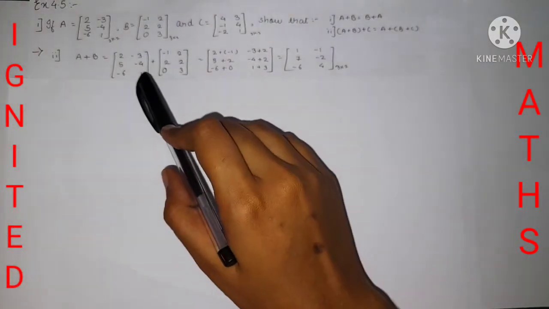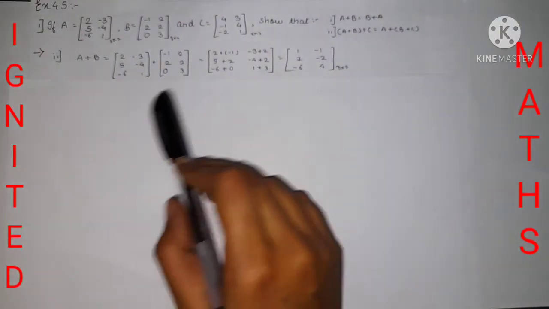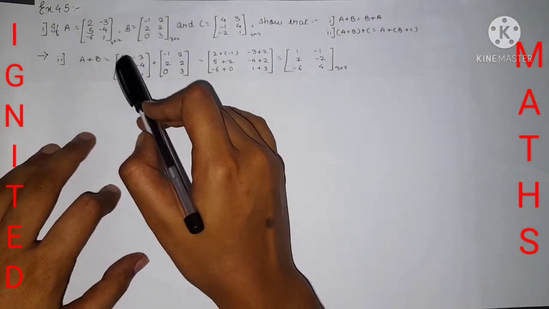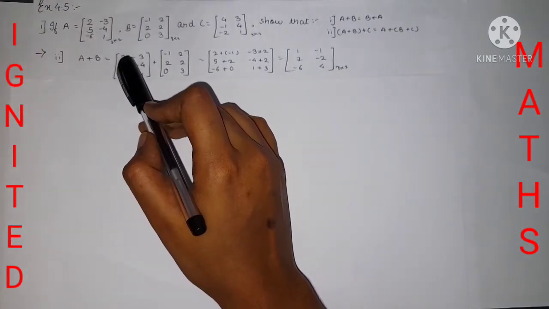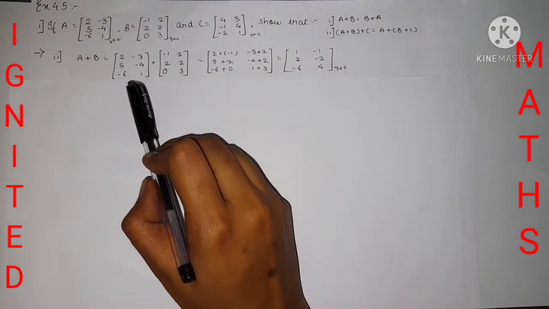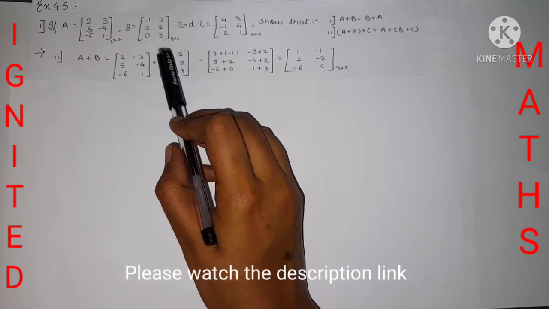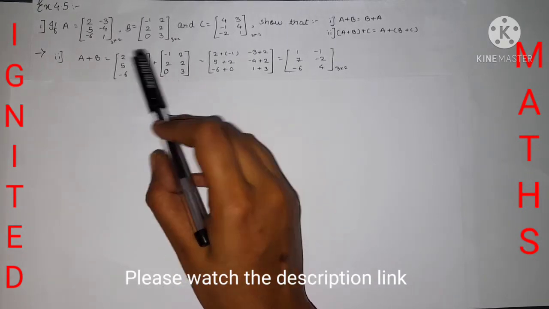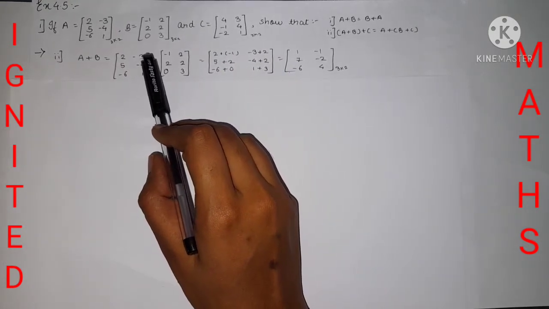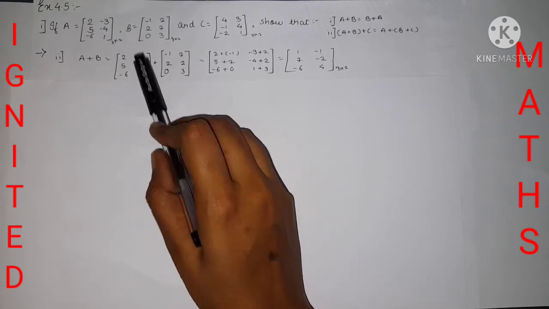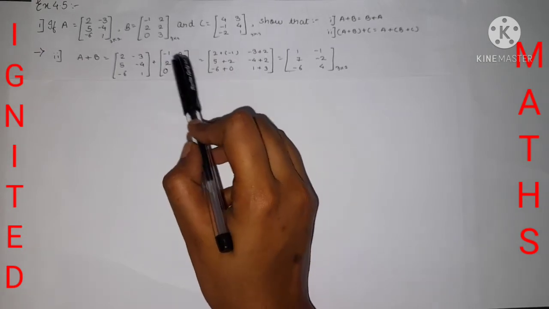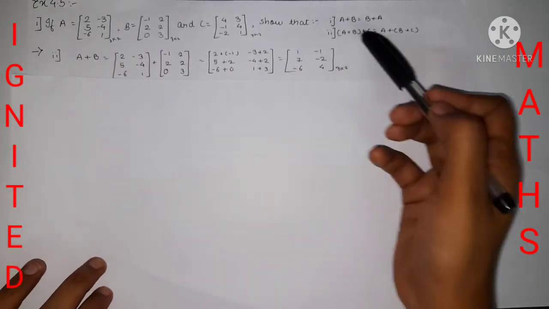Now this is of 3 rows and 2 columns. Over here also 3 rows and 2 columns, so we can add the matrices very easily. Let's take the element 2. 2 is present in the first row and first column of matrix A. We need to add the element of B in the first row and first column, that is -1. So 2 plus -1 I have written over here. Now the second element, -3, of matrix A is in the first row and second column. We need to add the element of B in the first row and second column, which is 2. So -3 plus 2 I have written over here.